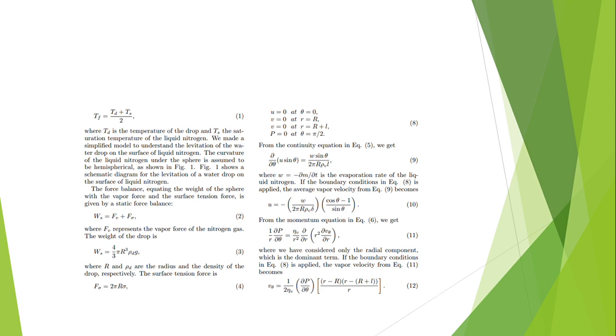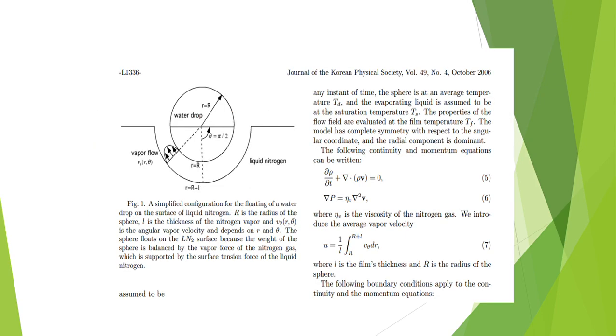Figure 1 shows the diagram for the levitation of a water drop on the surface of liquid nitrogen. The force balance equation, the weight of the sphere with the vapor force and the surface tension force, is given by Ws = Fv + Fσ, where Fv represents the vapor force of the nitrogen gas. The weight of the drop is Ws = 4/3 π r³ ρd g, where r and ρd are the radius and the density of the drop respectively. The surface tension force is Fσ = 2π r σ.